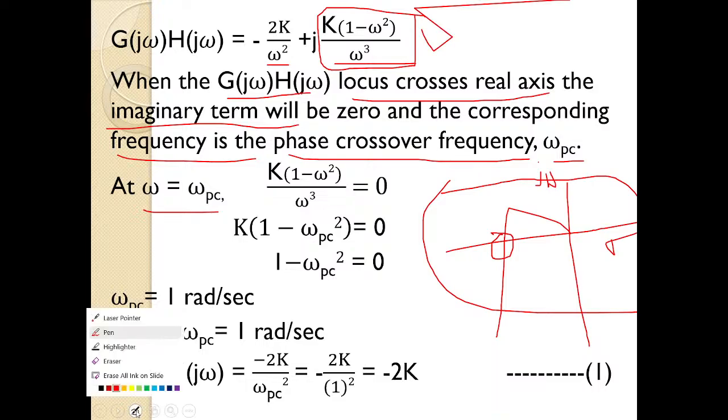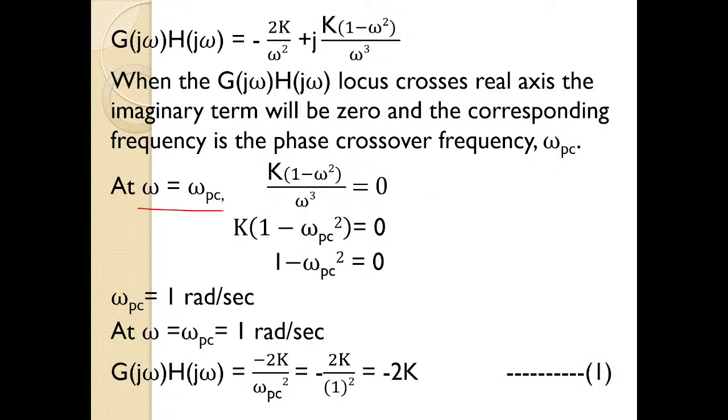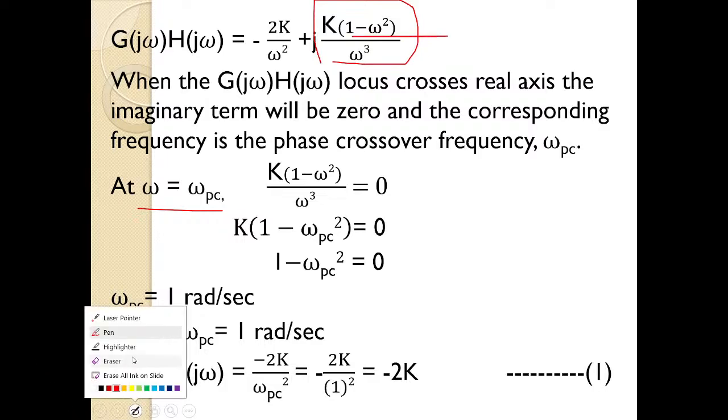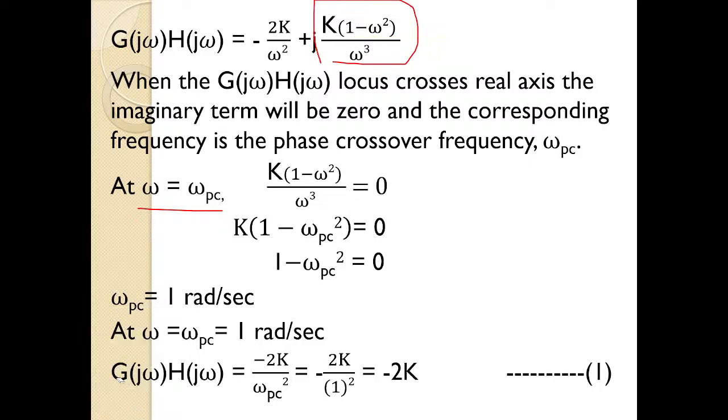Okay, I will erase all lines. So at omega equal to omega pc, this is our imaginary term in g of j omega, h of j omega. That imaginary term should become equal to 0. So I have written here the imaginary term, that is k into (1 minus omega square) by omega cube, equal to 0. Just simplify it, you will get some value for omega pc. So here I have got omega pc equal to 1 radian per second.